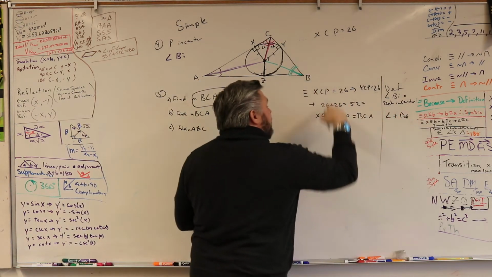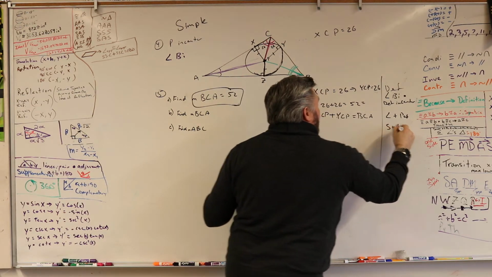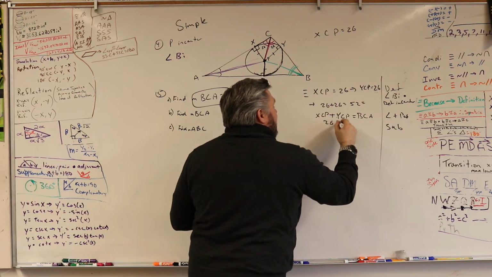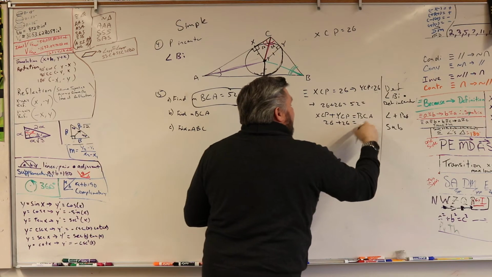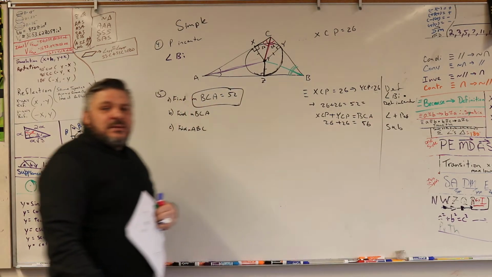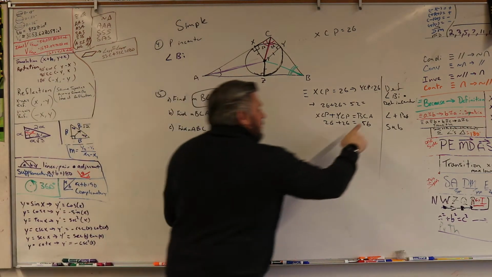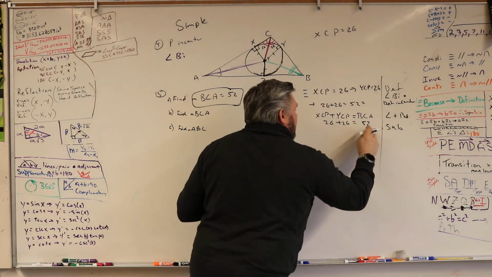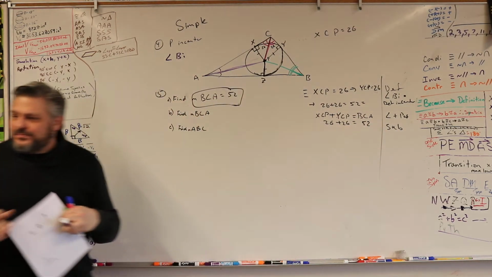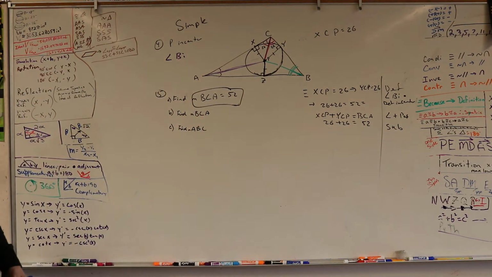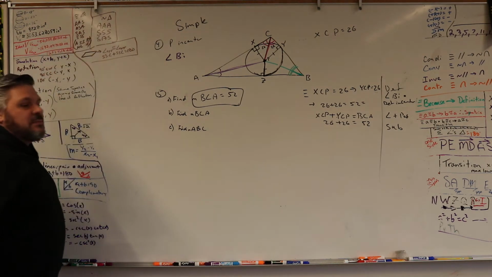Okay? And then we use substitution, right? 26 plus 26 equals 52. Okay? That's 56. Sorry, 52. Am I going too fast? Okay, let me slow down. So that's how we go about getting that first part.